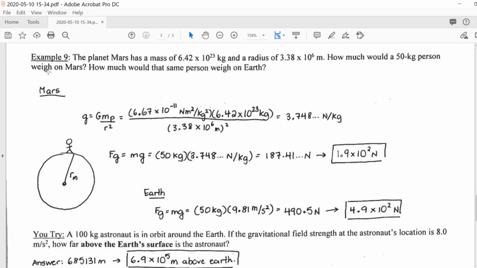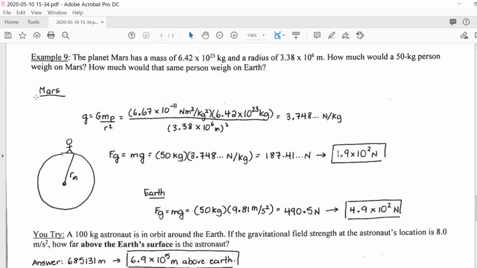Okay, example 9. The planet Mars has a mass of 6.42 times 10 to the power of 23 kilograms and a radius of 3.38 times 10 to the 6 meters. How much would a 50 kilogram person weigh on Mars? How much would that same person weigh on Earth?